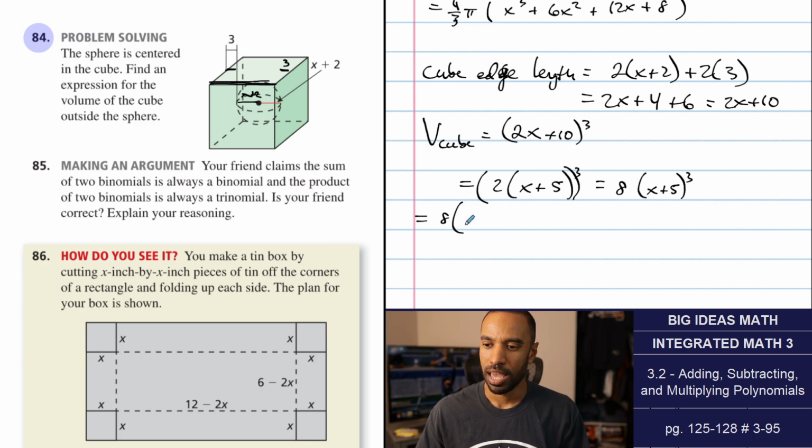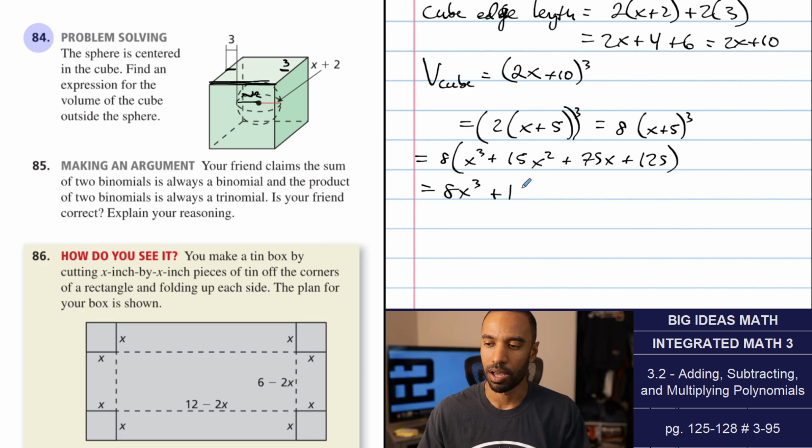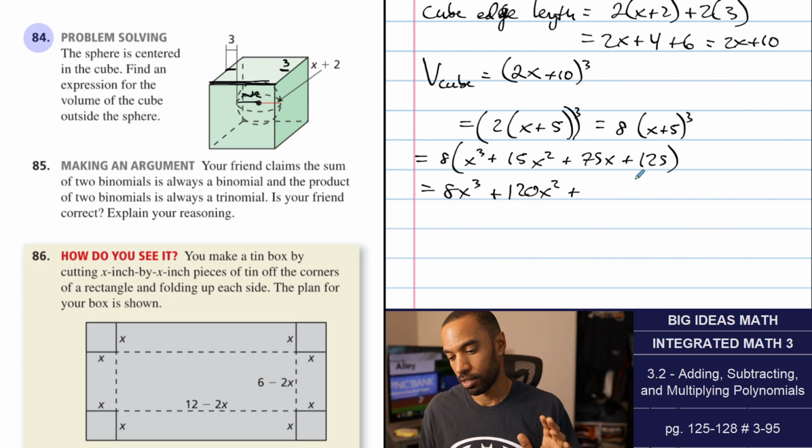8 times x cubed plus, we'll do 5 times 3. 3 times 5 is 15 times x squared plus 3 times 5 squared, which is 25, so 75x plus 5 cubed is 125. So 8x cubed plus 15 times 8, 120x squared plus 8 times 75, 600.